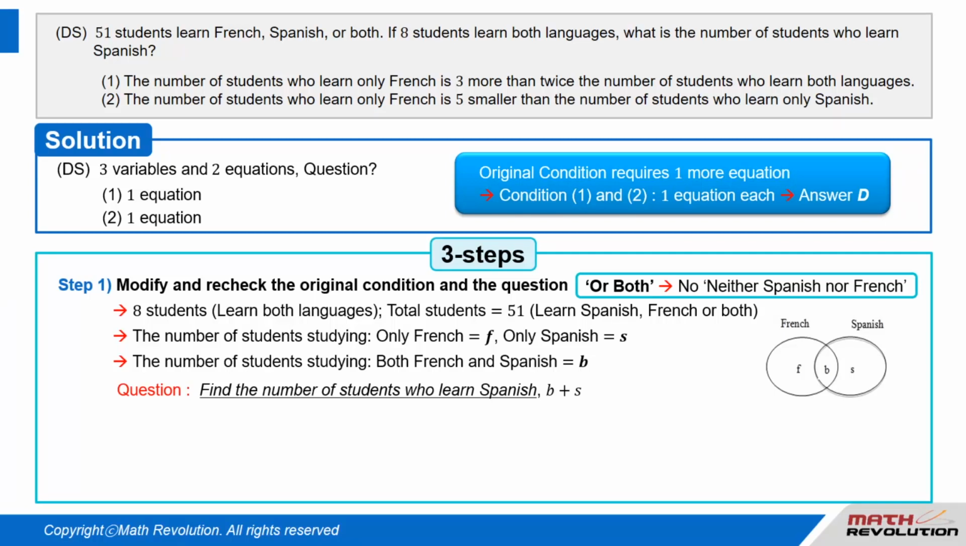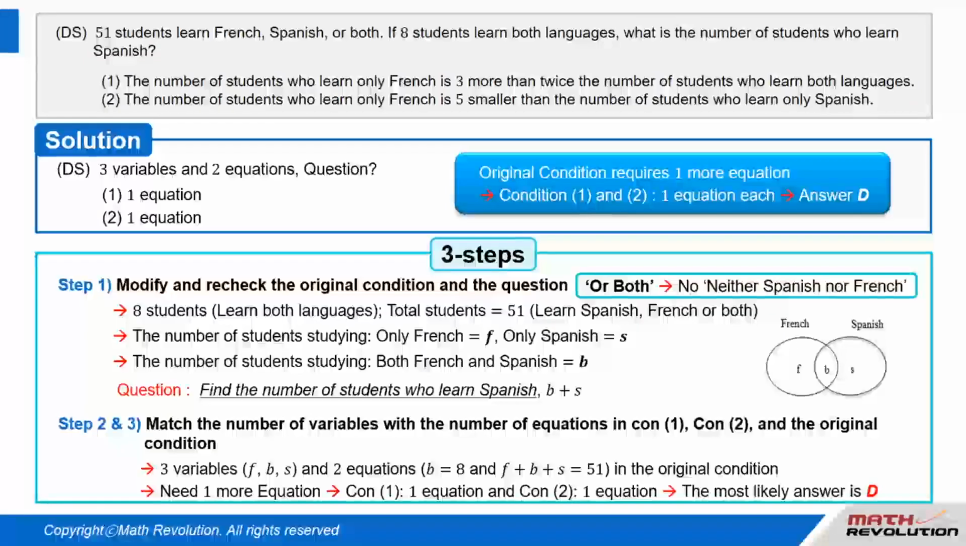We have to find the number of students who learn Spanish if 8 students learn both languages out of 51 students who learn Spanish, French, or both, which is equal to B plus S. Follow the second and third steps. From the original condition, we have 3 variables, F, B, and S, and 2 equations, B equals 8 and F plus B plus S equals 51.